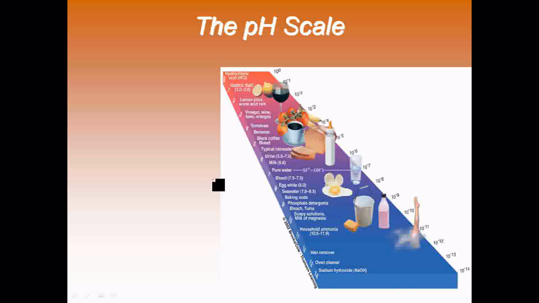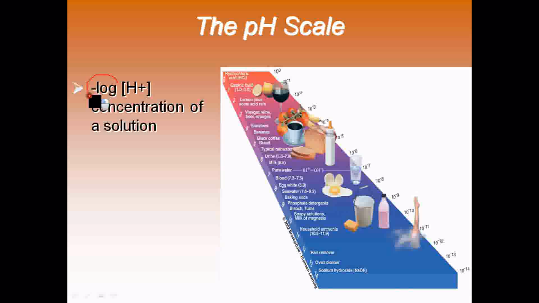Let's do a little review about what pH is. Remember, pH is defined as the negative log of the hydrogen ion concentration of a solution. You might remember that a logarithm is the exponent in a scientific notation. So when you have 10 to the minus 5, the minus 5 is the log, and pH is the negative log of the hydrogen ion concentration. So that's why something that's got 10 to the minus 5 has a pH of 5. Just to give you a little chemistry lesson.